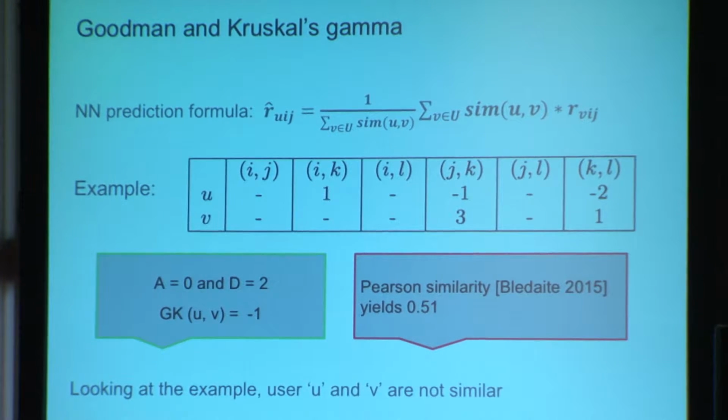When you observe the table here, we have 2 users and a pair of items, and the users' pairwise preferences. Observing the table, you can find that both users are not similar. One prefers K here, the other prefers J, and one prefers K here, the other prefers L. But when we use Pearson similarity from the literature, we get a relatively high similarity. At the same time, when we use our proposed similarity, we get a -1, which is apt in this case.